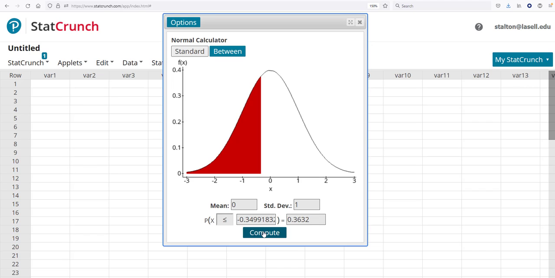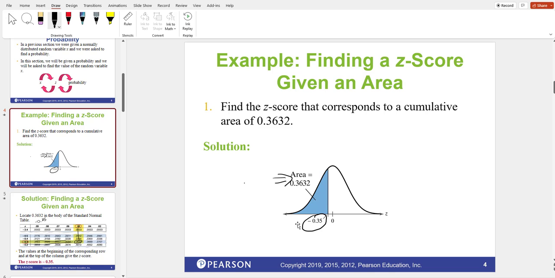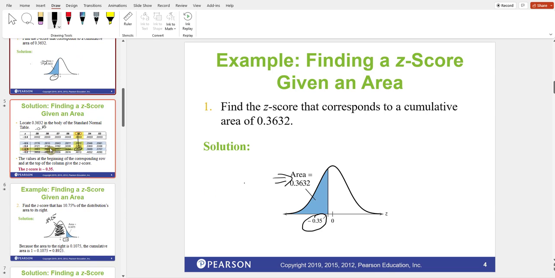So when I hit compute, I get negative 0.3499, or you can just round it, negative 0.35. And as you can see, the visual comes up. So that's the answer that we got, negative 0.35.